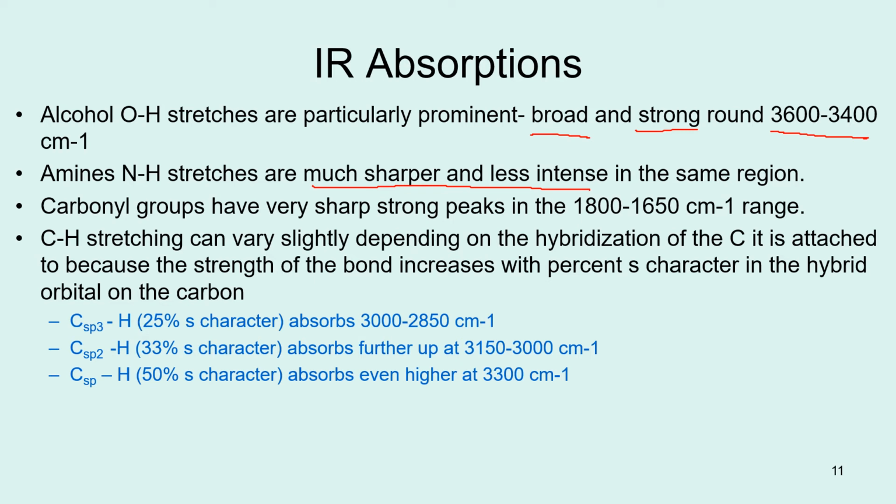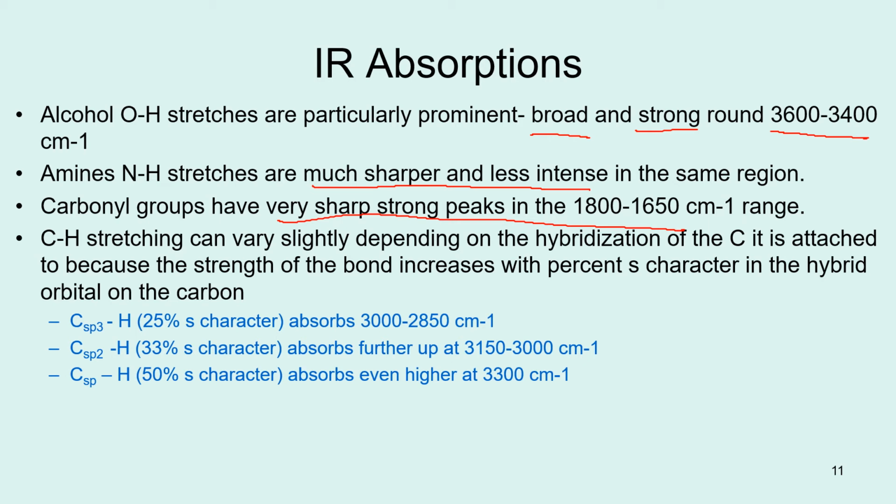Carbonyl groups are very, very easy to identify. They have a very sharp, strong peak somewhere between 1,800 and 1,650 inverse centimeters or wave numbers. And then, like I was just saying a minute ago, the C-H stretching can vary a little bit because of the hybridization of the carbon.